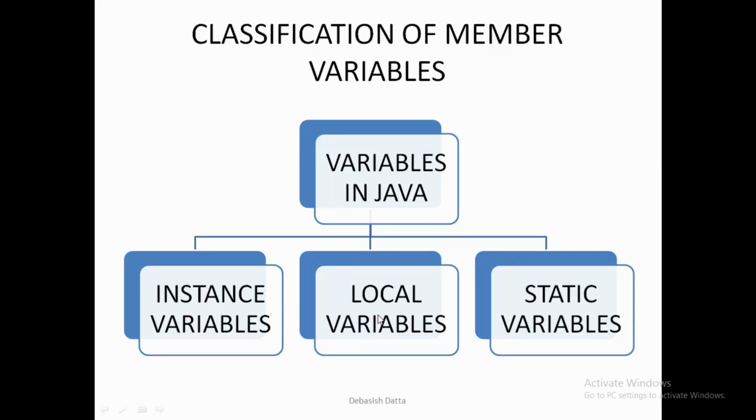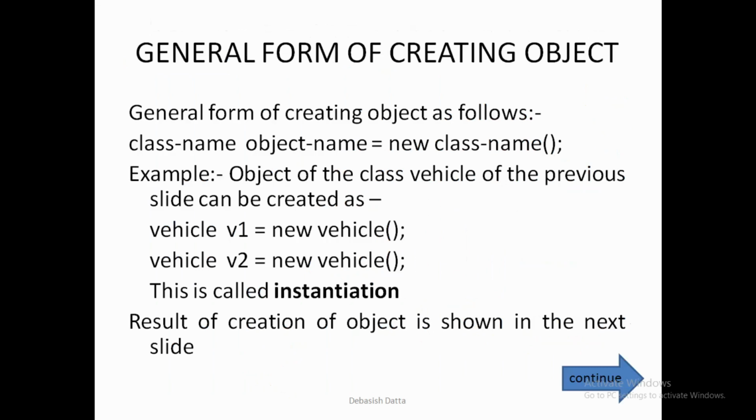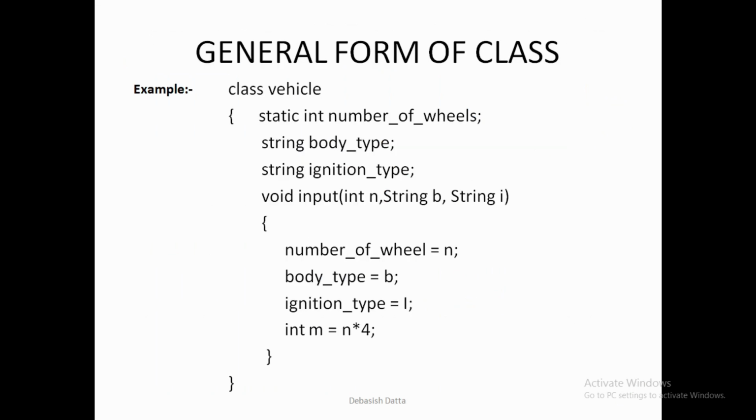Now, the local variables are those which are declared inside methods. If we again look into the example of the vehicle class, here M, as it is declared inside this method, is a local variable to this method. Hence, the N, B and I, which are also inside this input method, are also local variables. So the variables which are declared inside methods are known as local variables.